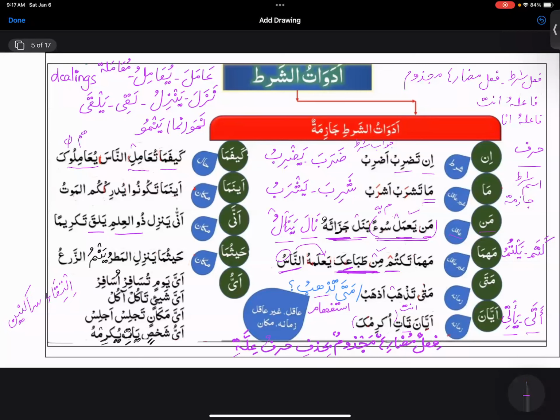Yes, why don't we just go step by step? So aynamā takūnū, this is the shart part, right? Yes. Okay, so aynamā, how are we going to label aynamā?